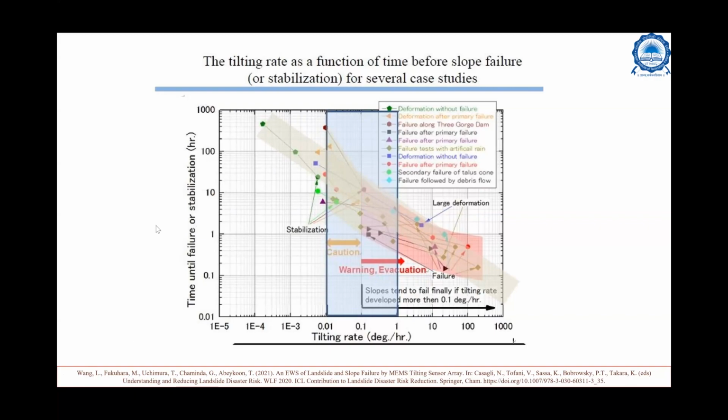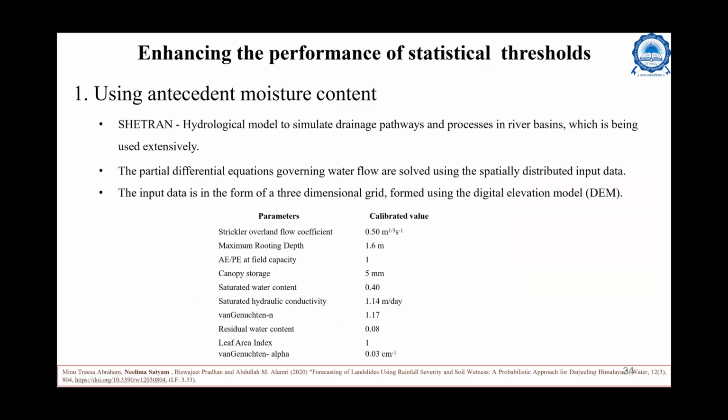So they validated this using the tilt rate, the change in the tilt rate, so we can give the caution and warning. There is a window where you can see the tilt rate of the ground, and then we can try to do this. So this is the second part of the work.